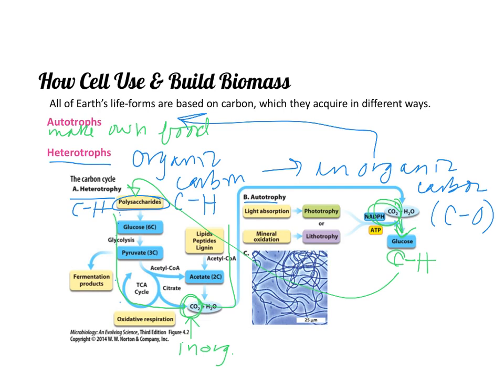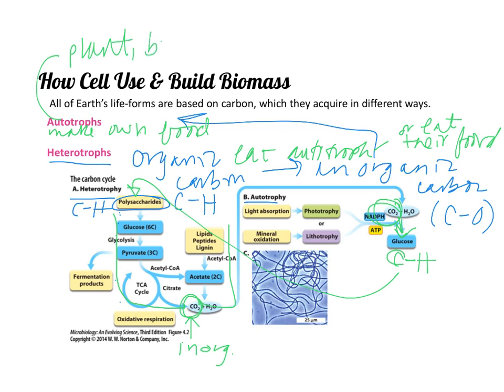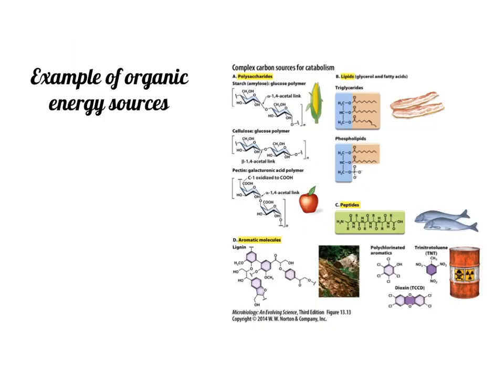And the heterotrophs eat the autotrophs, or they eat the food that the autotrophs made. Okay, so an example of an autotroph is a plant. Some bacteria are also autotrophs. But we, as humans, are heterotrophs, and we're going to focus on heterotroph metabolism. If you want to learn about autotroph metabolism, take microbiology. It's a pretty cool class.